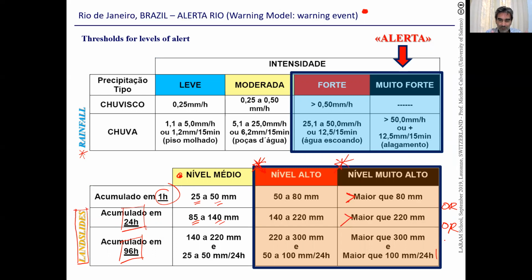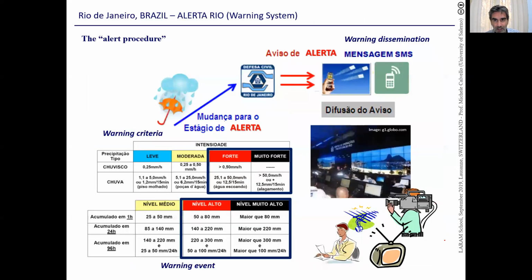Indeed, yellow, red, black. But if we want to say when is the alert really issued, the alert is when you go into the red. Then you have black on top of red, but as soon as you go into the red, the alert is issued. And how is it disseminated?